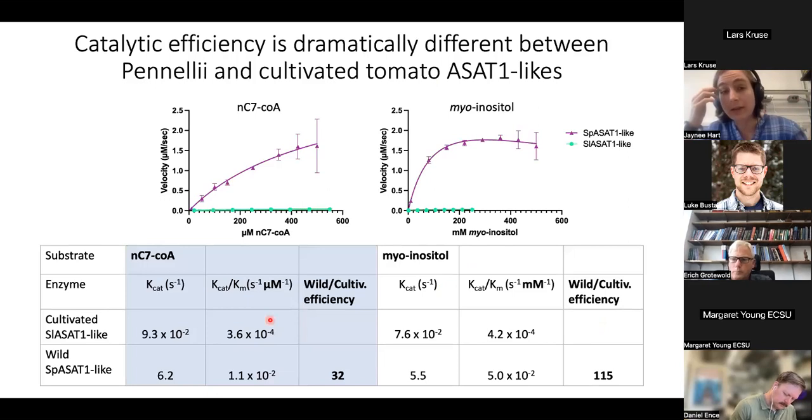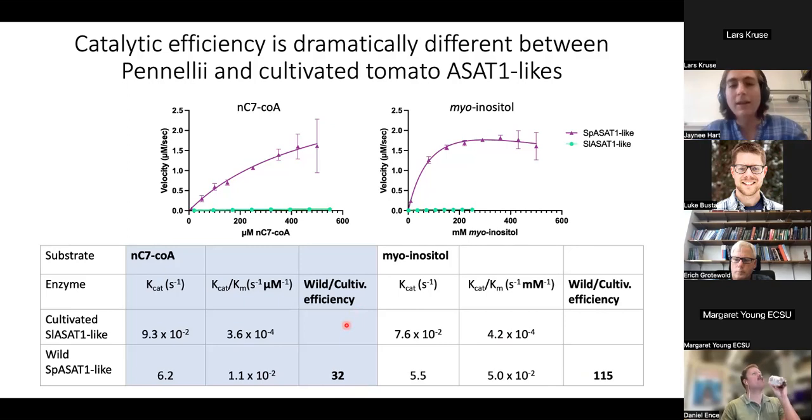So when you look at the kinetic parameters of the wild tomato enzyme versus the cultivated one, what you see is that the wild tomato enzyme just clobbers the cultivated tomato enzyme in terms of its parameters. If you look at the enzyme efficiency, you can see that with NC7-CoA, the wild tomato enzyme is 32 times better and more than 100 times better with the myo-inositol substrate. So you have a wild enzyme that has really robust parameters and a cultivated one that is really not good.